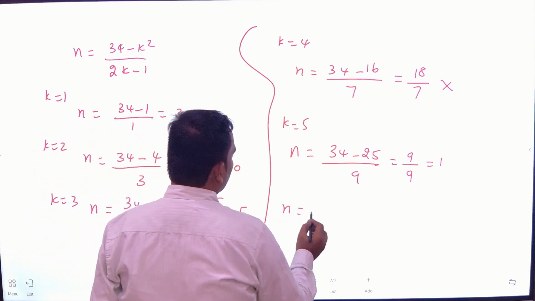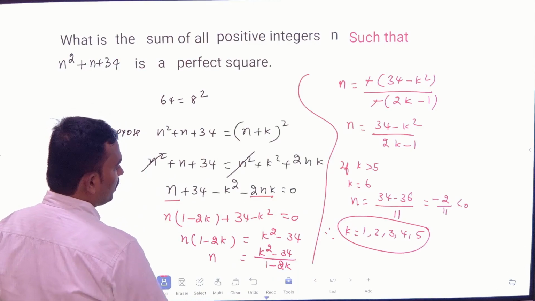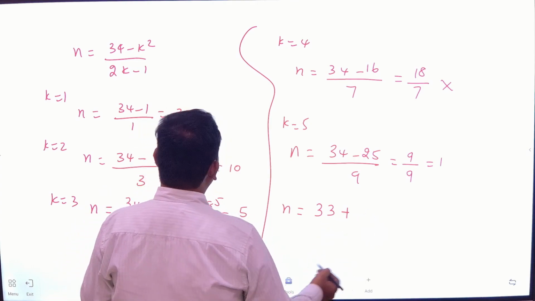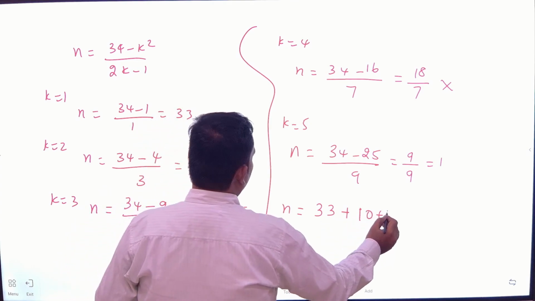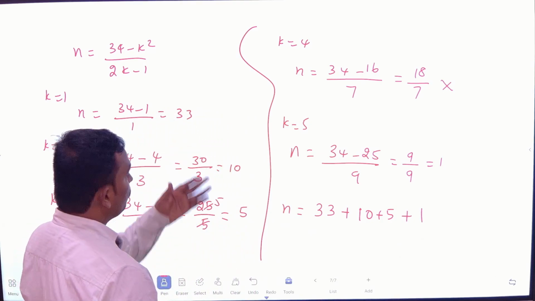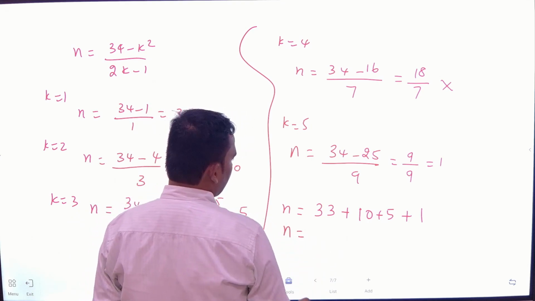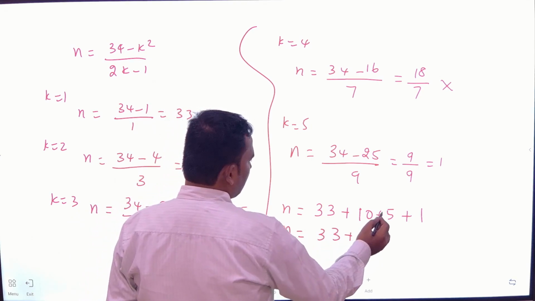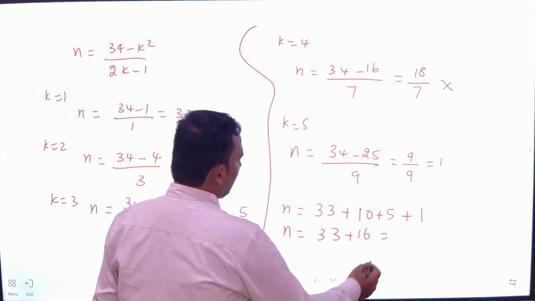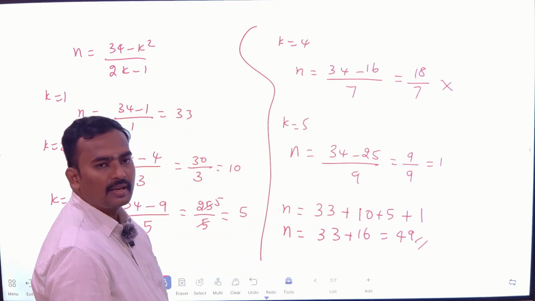So we got all the n values. What are the n values here? The first case we got is 33, then the second is 10, then 5, then 1. We have to add all of them: 33 plus 10 plus 5 plus 1. k equal to 4 is not possible, understood? There are only 4 possible cases, therefore the sum is 33 plus 16, so the answer will be 49. This is your sum, understood? 49 is your answer.